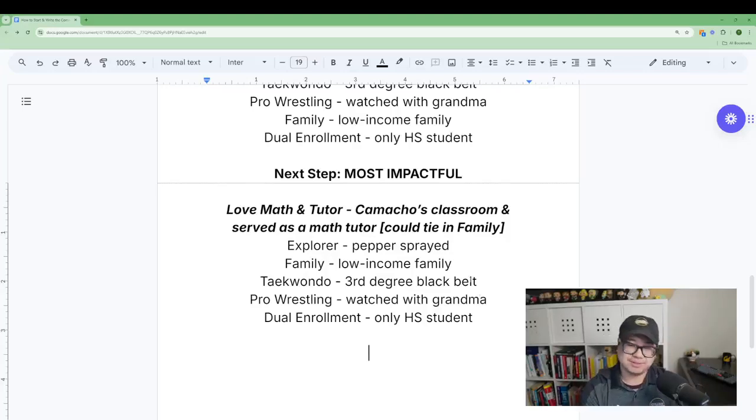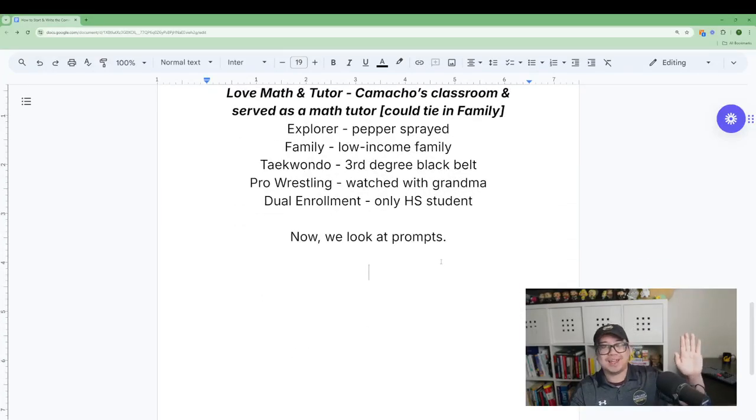Now we look at prompts, right? So we don't do prompts right away. We start with the topics first, then we go on to the prompts themselves. So let's go pull up the new prompts for the Common App.